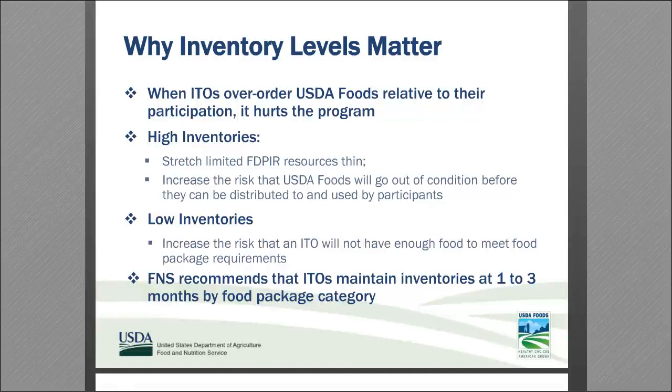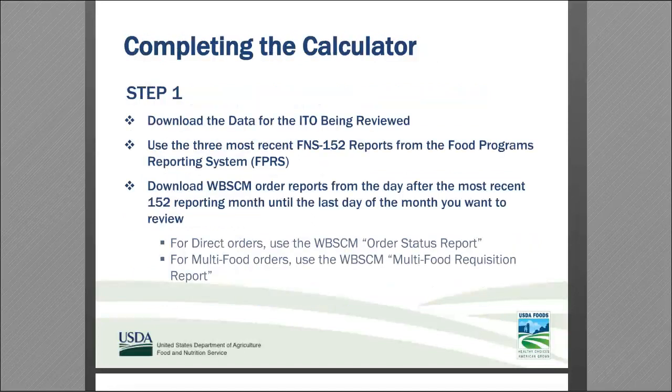Maintaining at least 1 month of inventory for each food package category is recommended as a best practice, but is not a regulatory requirement. ITOs must offer all households full food packages based on the FDPIR monthly distribution guide rate as per 7 CFR Part 253, and so they must ensure that they have sufficient food on hand in each food package category to meet this requirement. Exceeding 3 months on hand is a violation of the regulations at 7 CFR Part 250 and is prohibited.